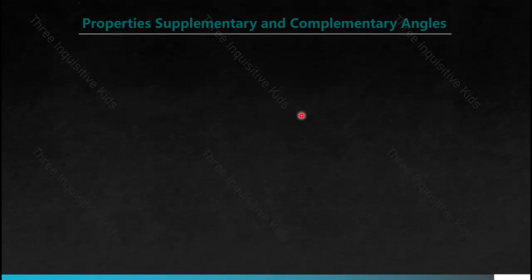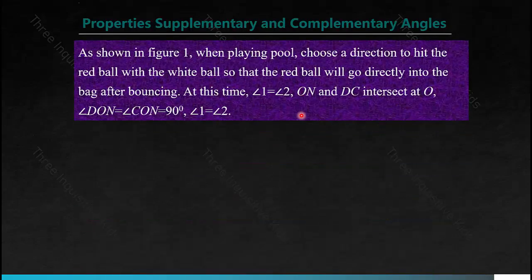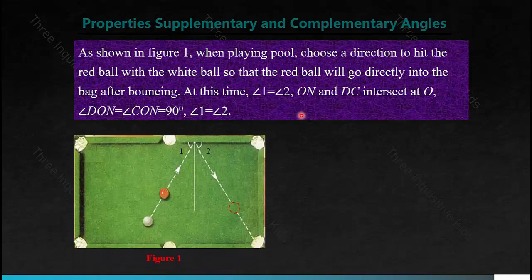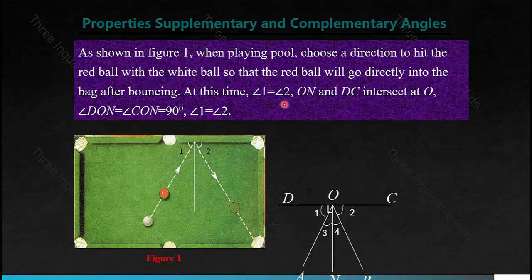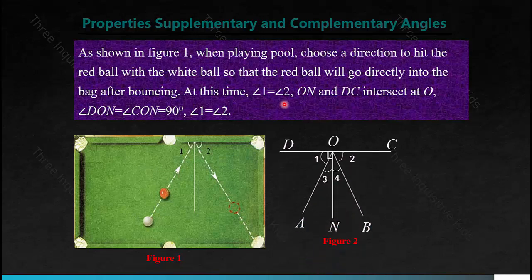Now we're going to look at the properties that supplementary and complementary angles have. As shown in figure 1, when playing pool, choose a direction to hit the red ball with the white ball so that the red ball will go directly into the bag after bouncing. At this time, angle 1 is equal to angle 2, ON and DC intersect at O, and angle DON is equal to angle CON, which is equal to 90 degrees.